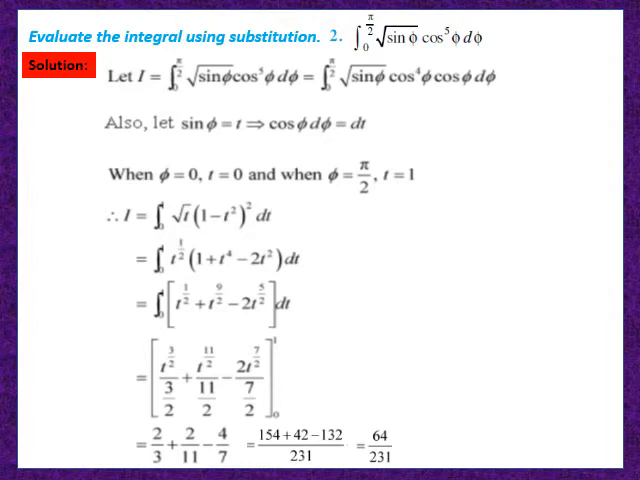After putting the limits we will get 2 upon 3 plus 2 upon 11 minus 4 upon 7, which gives 64 upon 231 as our final answer. So pause and note down the solution.